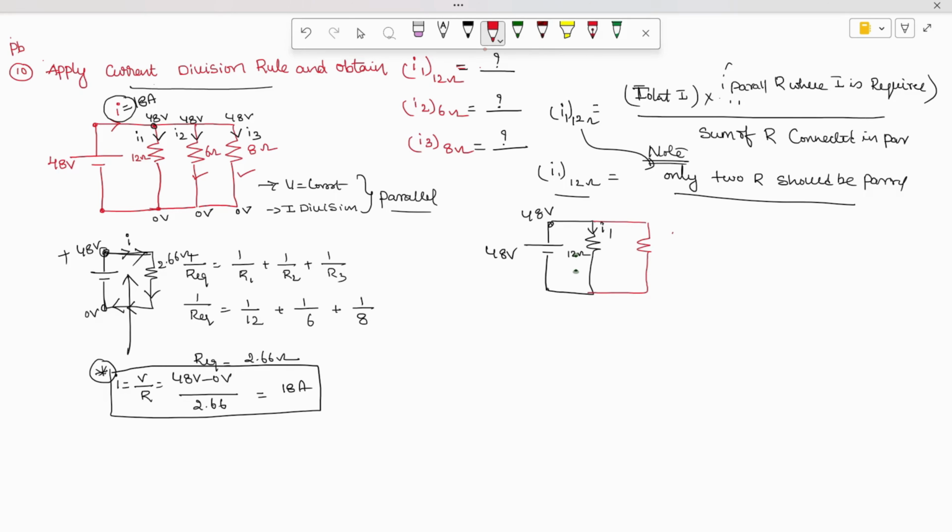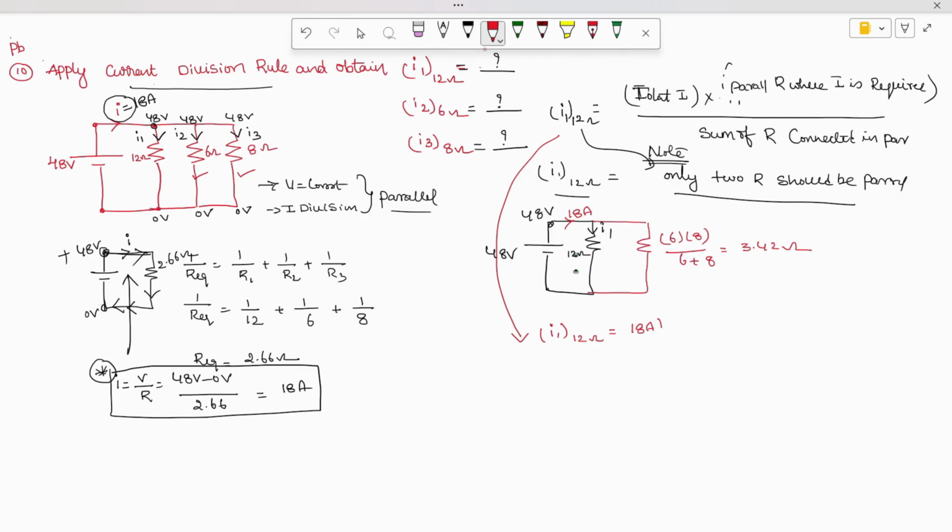So when two resistors are connected in parallel, the formula is product of resistors 6 into 8 divided by 6 plus 8. If you solve it, this is 3.42 ohms. So now easily you can employ our formula to calculate the current I1. So the current I1 across 12 ohm resistor is equal to total current. So what is the total current? Already we calculated in the problem, 18 amperes.